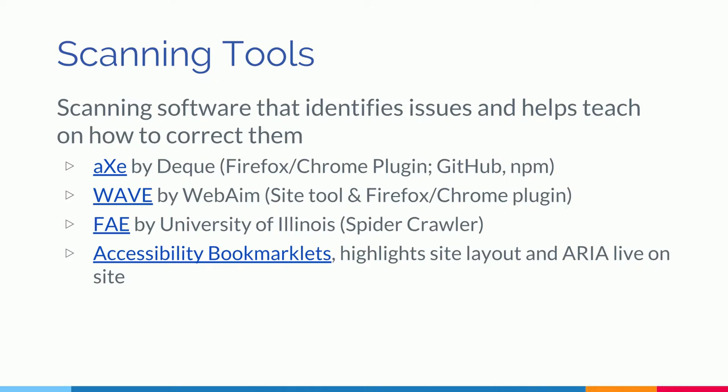The downside to Wave is the types of divs and wrappers that it puts on the website can make it really hard to look for issues and potentially break the design when you're looking at it. There is also FAE, which is a spider crawler that was developed by the University of Illinois. I think the limit is 100 pages, and it goes through your website a certain amount of clicks and actually presents a database of the accessibility issues that it finds. It's also one of the most updated ones that's available right now that's for free.